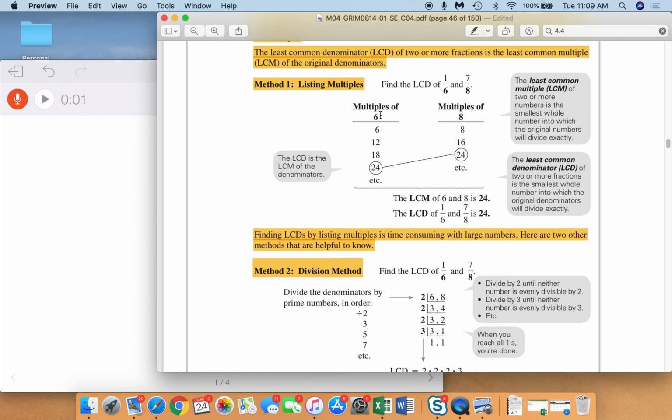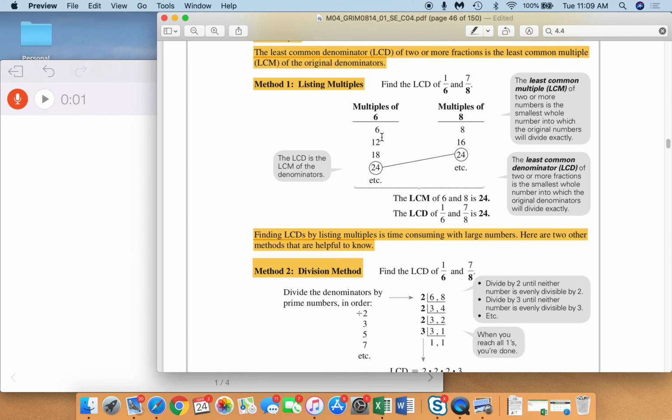So that's what we need to focus on. We don't care about our numerators when we're finding the least common denominator. We only care about the denominator. So we're going to look at the multiples of 6. We have 6, 12, 18, 24, and then we list our multiples of 8, the other denominator. 8, 16, 24. And the way you do it is you stop when you have one in common.